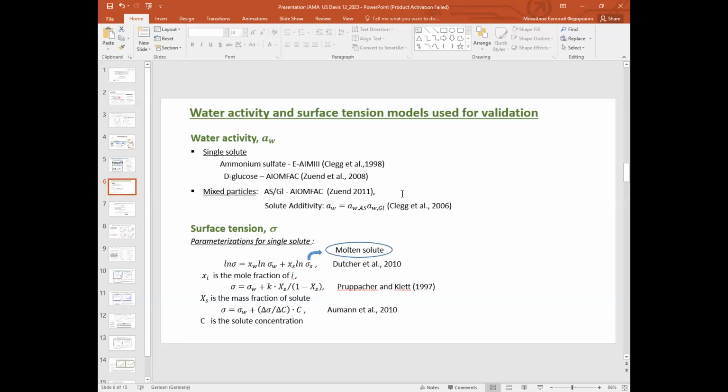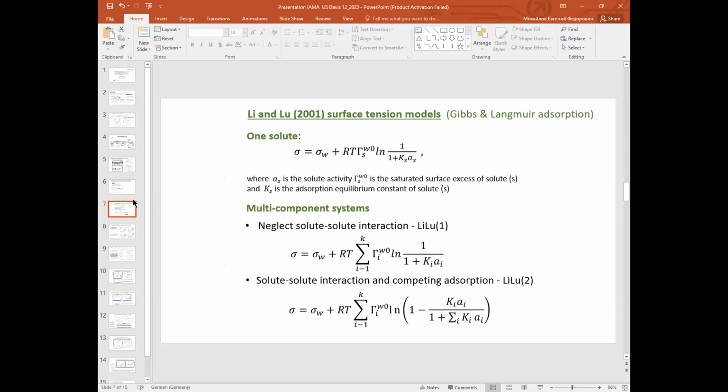We also compare with an ideal model. For surface tension, we use some parameterizations. One of them is Dutcher et al. parameterization, another is the Prpacher and Klett parameterization, and the Aumann et al. parameterization. For mixed particles, another very useful model is Li and Lu, which was developed for single solutes and for mixed particles.